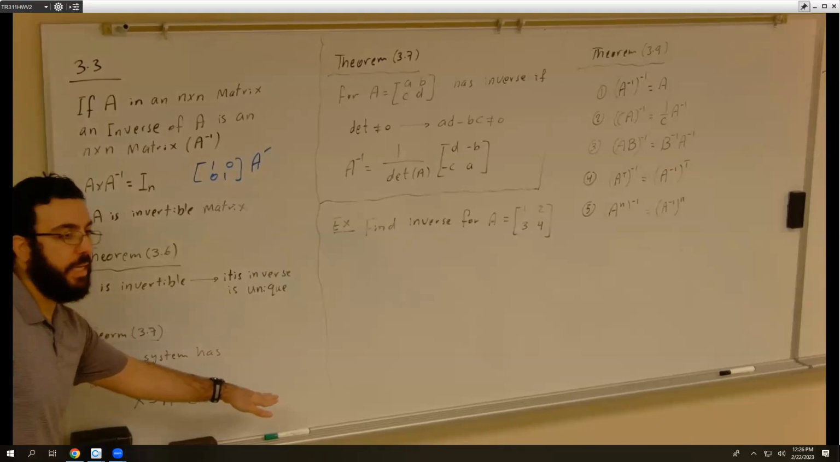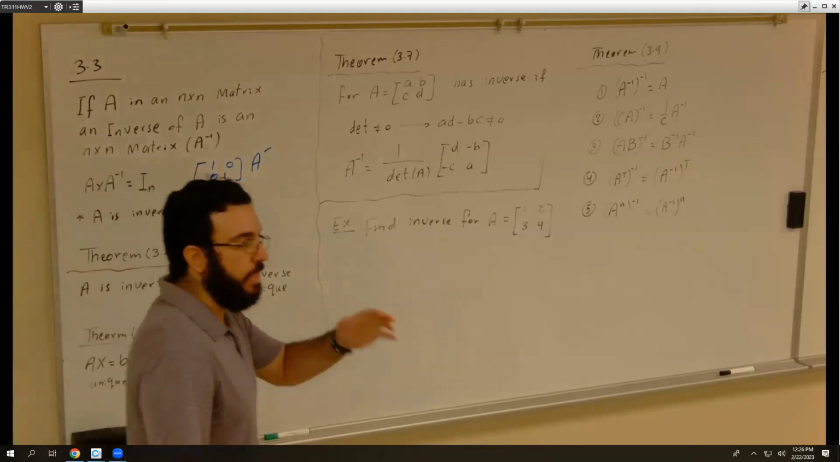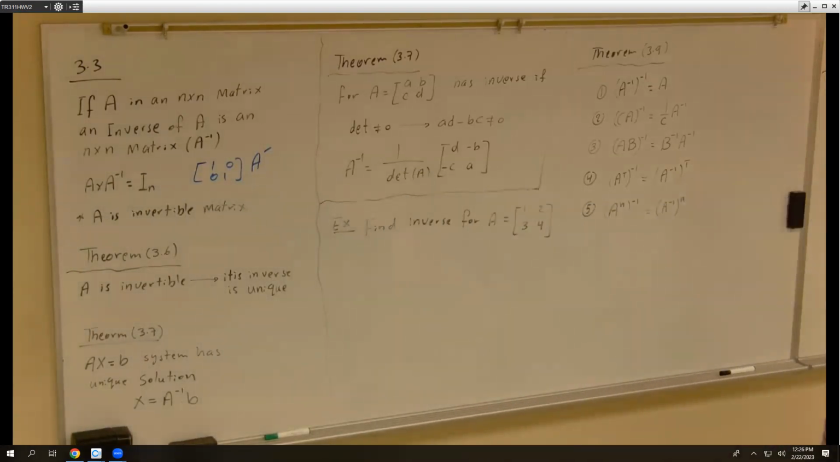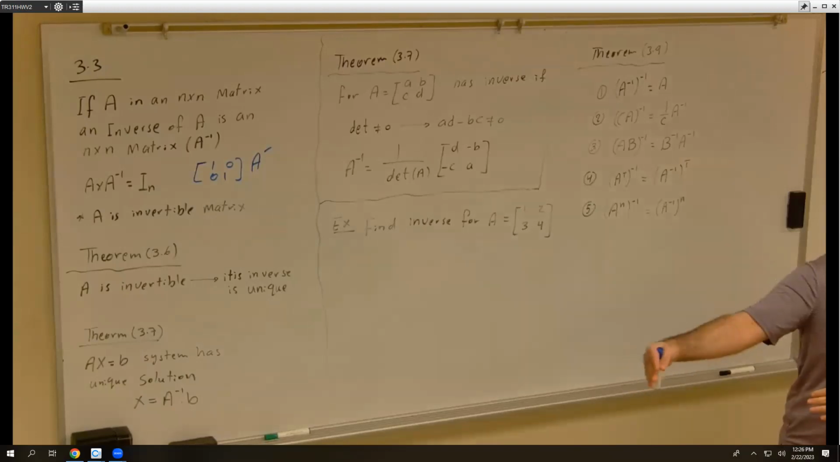So here's another method. If on the test they give you a system and they ask you to find the solution, it's up to you. You want to reduce the matrix and solve the system, or you want to find the inverse and multiply by the matrix B, you're going to get the solution. Because they're not going to give you the way to find the solution.